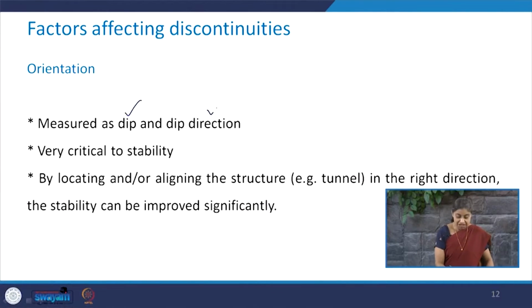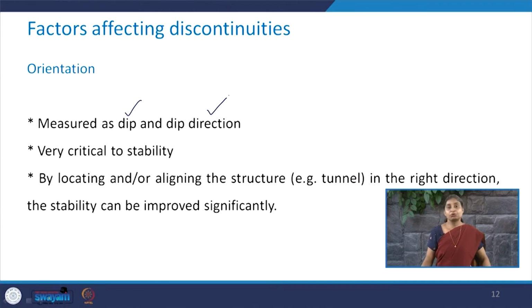So with this goal in mind, let us take a look at these factors one by one which influence discontinuities significantly. To start with, the first one is orientation. We have discussed this when we were discussing the geological structures and their graphical representation. You know that to represent any discontinuity, as far as its orientation is concerned, we would need dip and dip direction. So the orientation of the discontinuity is measured as dip and dip direction.